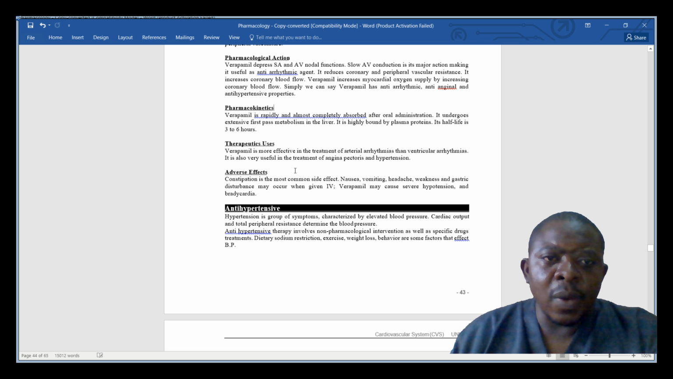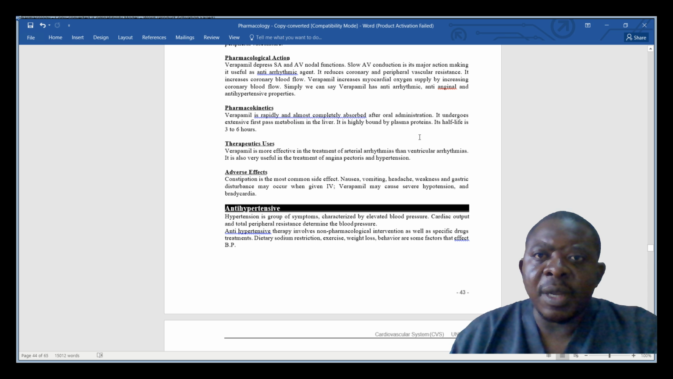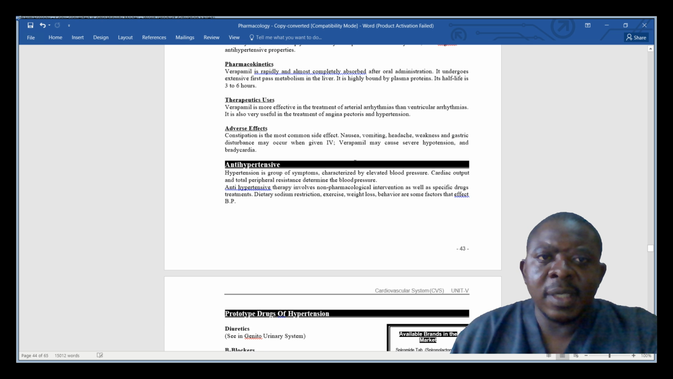Pharmacokinetics. Verapamil is rapidly and almost completely absorbed after oral administration. It undergoes extensive first-pass metabolism in the liver, and it is highly bound by plasma protein. Its half-life is 3 to 6 hours.